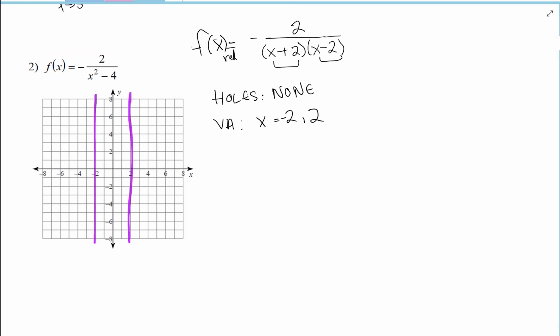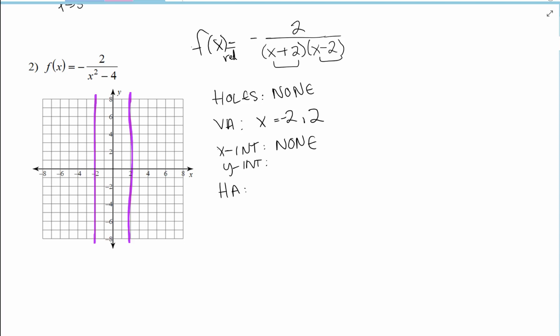X-intercepts occur when the numerator is equal to 0, but there's literally nothing you could put in the numerator to make it equal to 0 because there's no variable there. So you have absolutely no x-intercepts. That sounds to me like it might be a horizontal asymptote, but let's check.